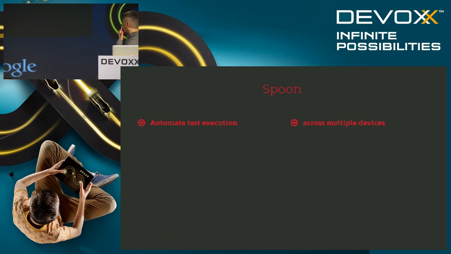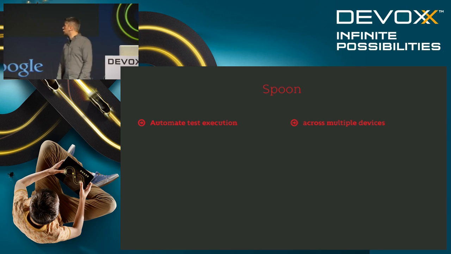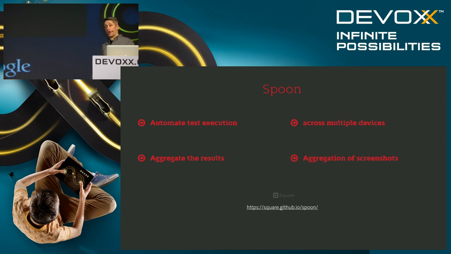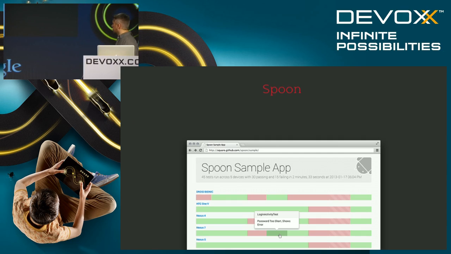Now, another tool I wanted to quickly mention is Spoon, and that's basically a way how we can automate the test execution across a whole set of devices. And not only is it capable of running all these tests, it's also quite a good tool if you want to aggregate on all the results and so on. Again, it's another tool coming from Square, super handy. And it looks something like this.